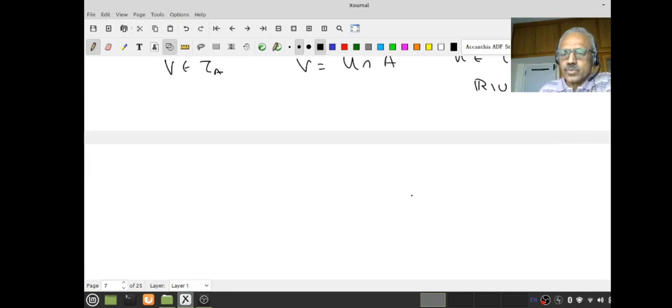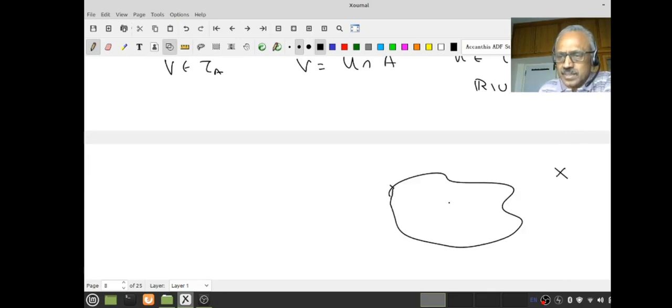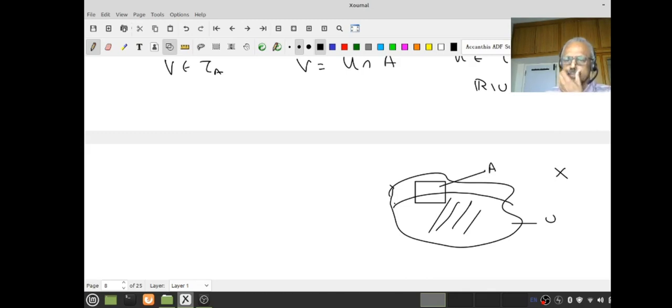Let me just look at a picture, even though I said I don't want to draw pictures. This is X, and this is my U and this is my A. Do you see the picture? The picture already tells you something. U intersection A is this portion. This is going to be my V. If I take out V from A, this is the complement, A minus V. So what do you know about that?